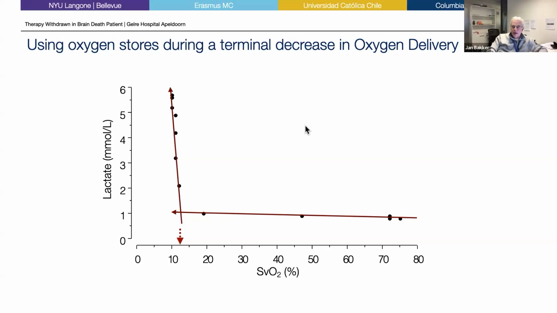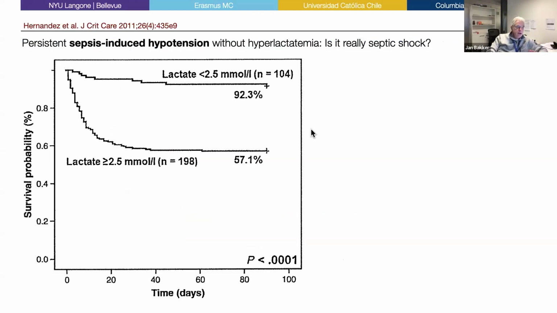If you have normal lactate, that doesn't mean the patient won't die. There is no problem, the patient can go to the ward? That's not really true. But if you have increased lactate, the patient is in trouble.